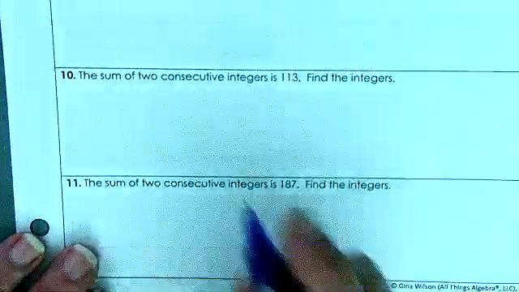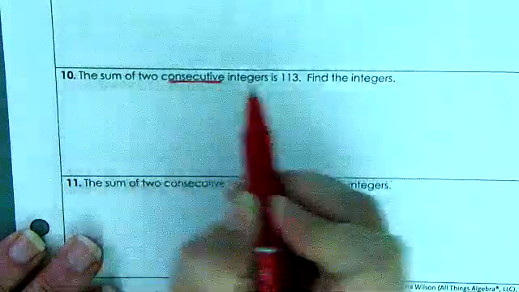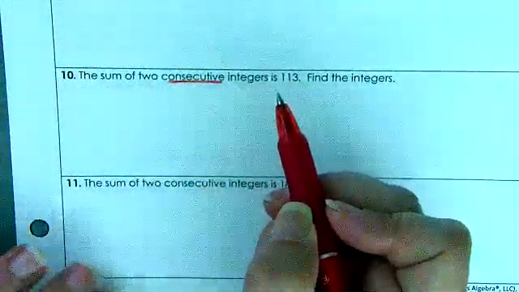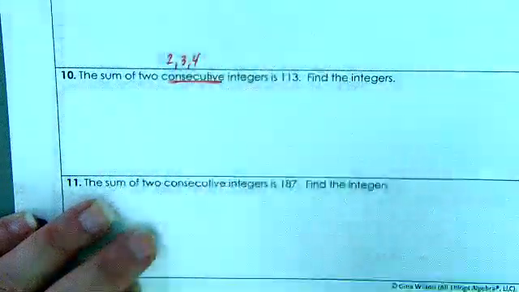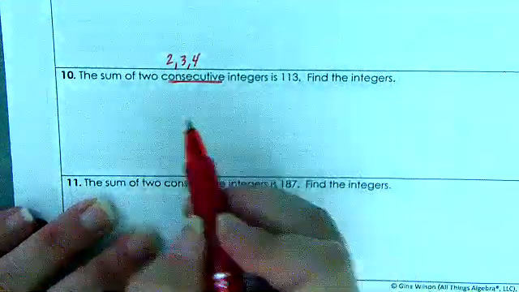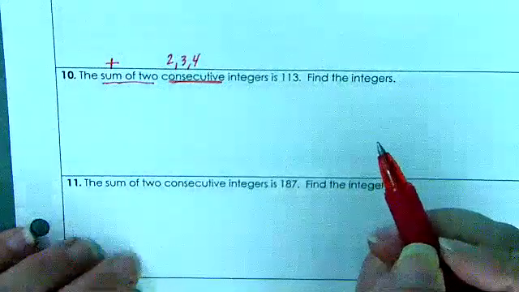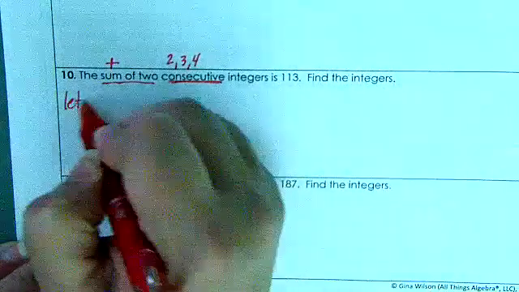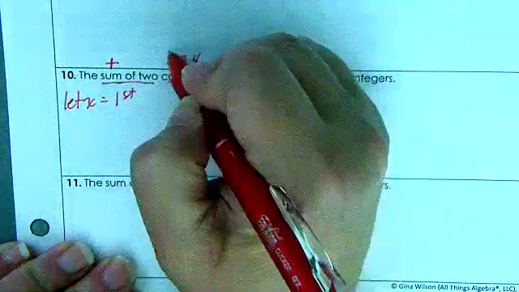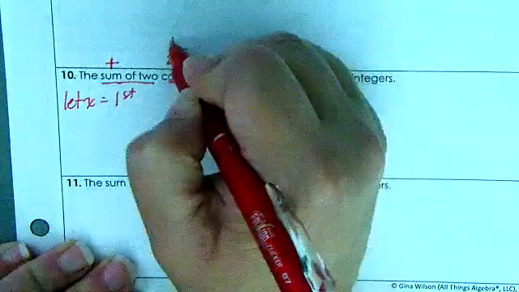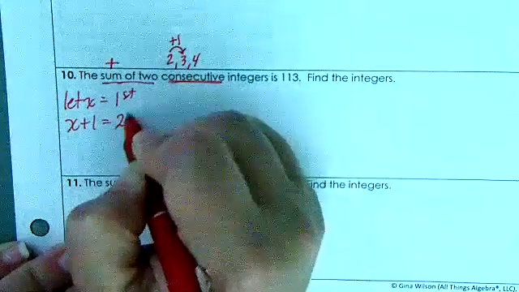This is where we're talking about consecutive integers, okay? Consecutive means like one after another, okay? So consecutive would be like numbers 2, 3, 4. Those are consecutive. So you've got the sum of 2. Sum means I'm adding. Well, we're going to let x represent the first integer, which would be this one here. What do I have to do to go from 2 to 3? Add 1.